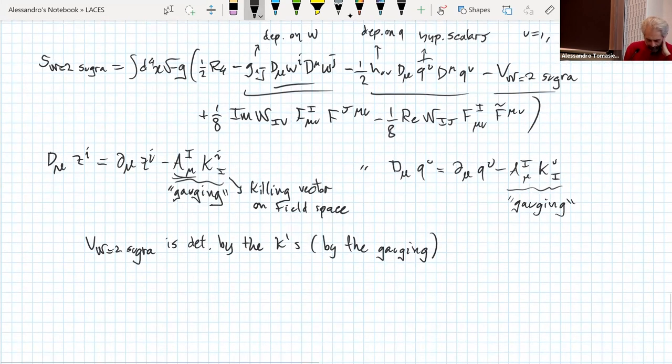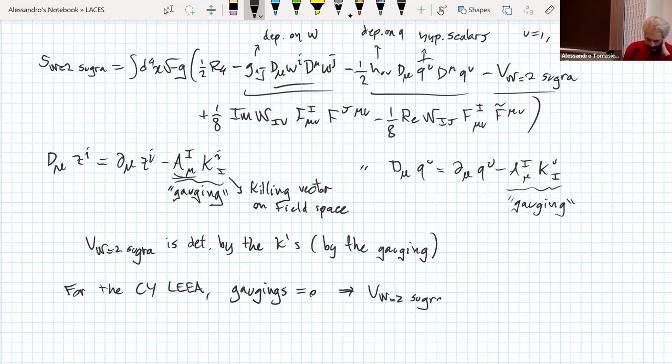For our case, for a Calabi-Yau, the gaugings are zero, and the potential is then zero. This is quite good actually, because we expected the potential to be zero, because we want to have a large family of vacua in this theory, all with zero energy.